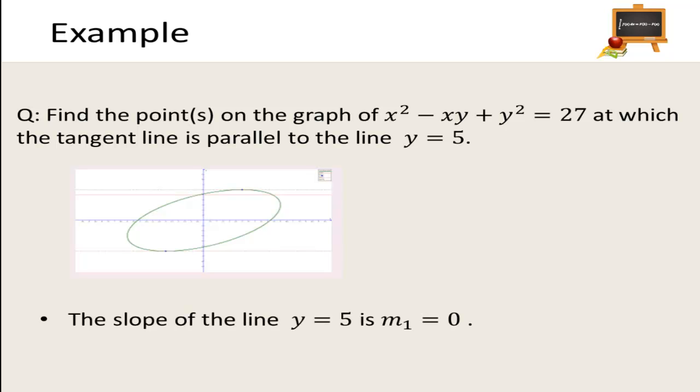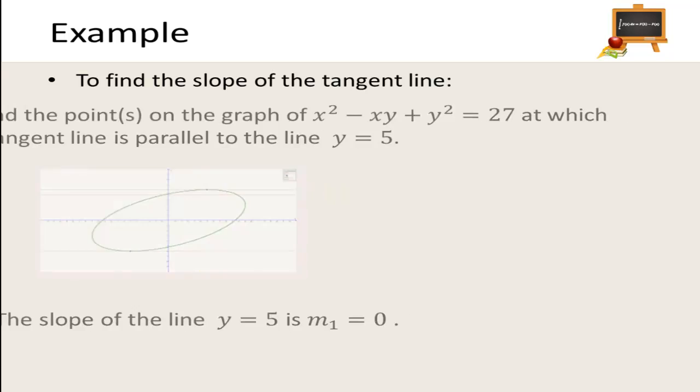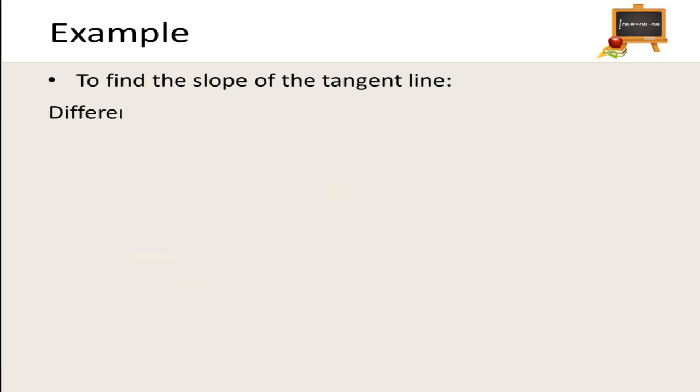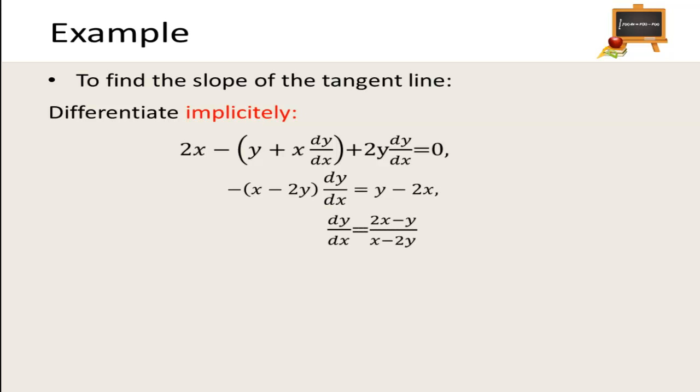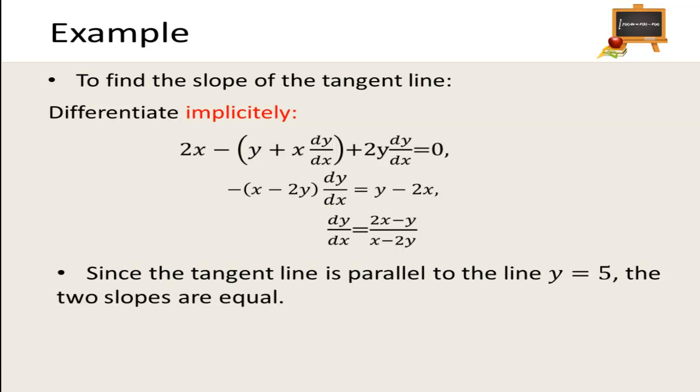The slope of the line y equals 5 is m1, which equals 0, since it is a horizontal line. To find the tangent line slope, we differentiate the curve equation implicitly. Note that dy over dx evaluated at the point of tangency (x, y) represents the slope of the tangent line.